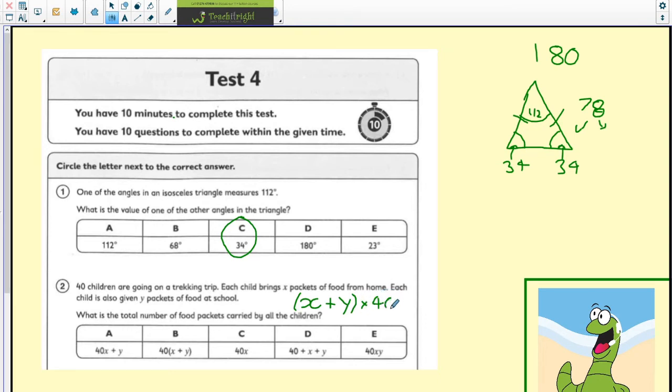So it's going to be 40 times XY, and all we would do to rewrite this is get rid of the times and put the number at the front. So that's B. That's your answer.